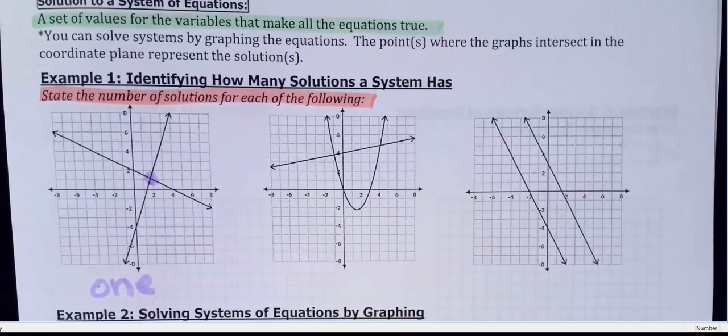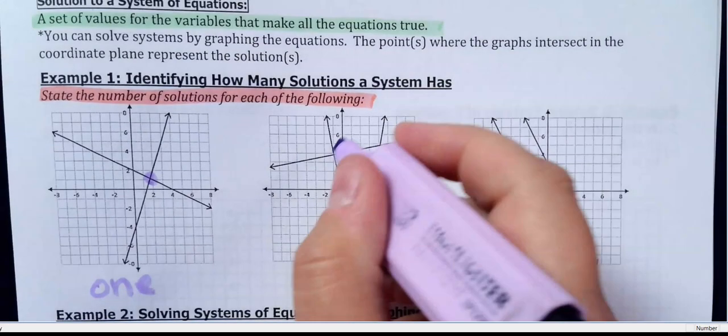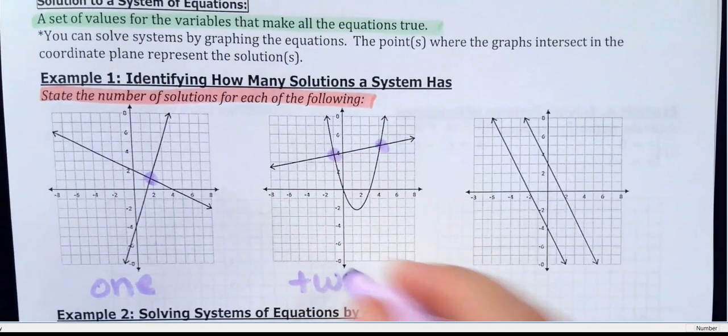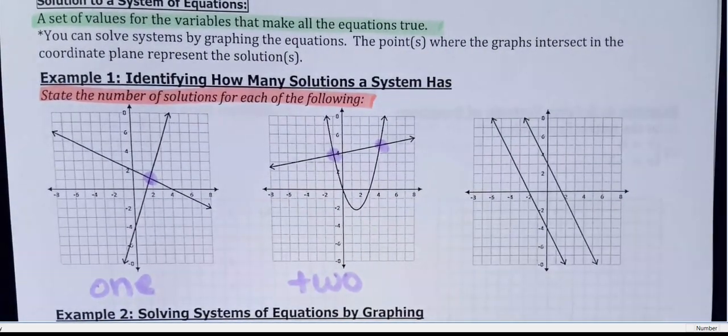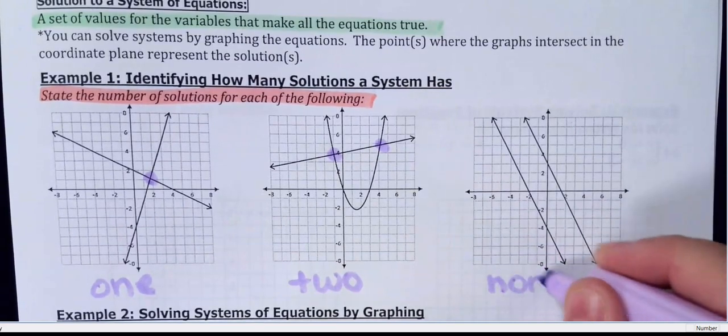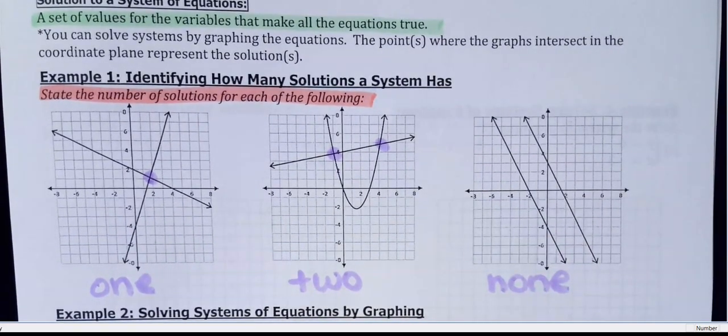The picture right next to this has a parabola, that's the U shape, also called a quadratic, and a line. How many solutions would you tell me that system has? Two, because the line crosses the parabola in two different spots. Now, I've got two lines on my last system. How many solutions does that last picture have? No solution. Those two lines are parallel and don't touch each other, so they have no points in common.